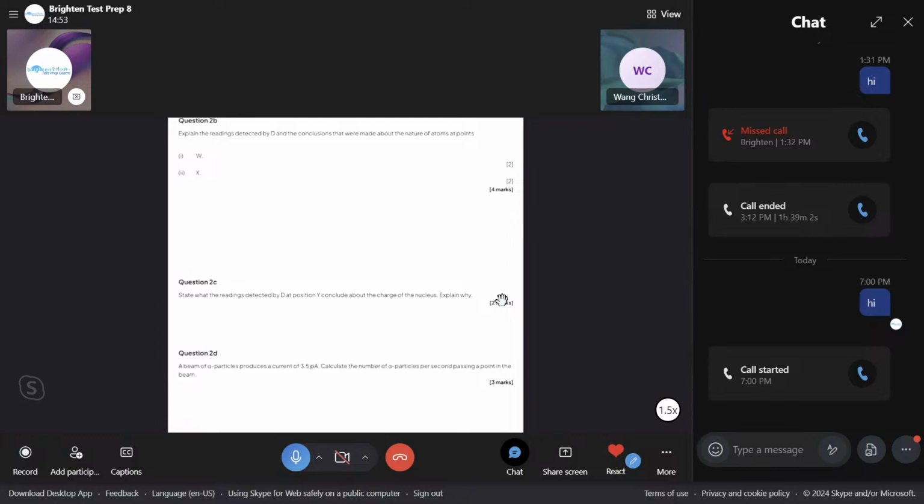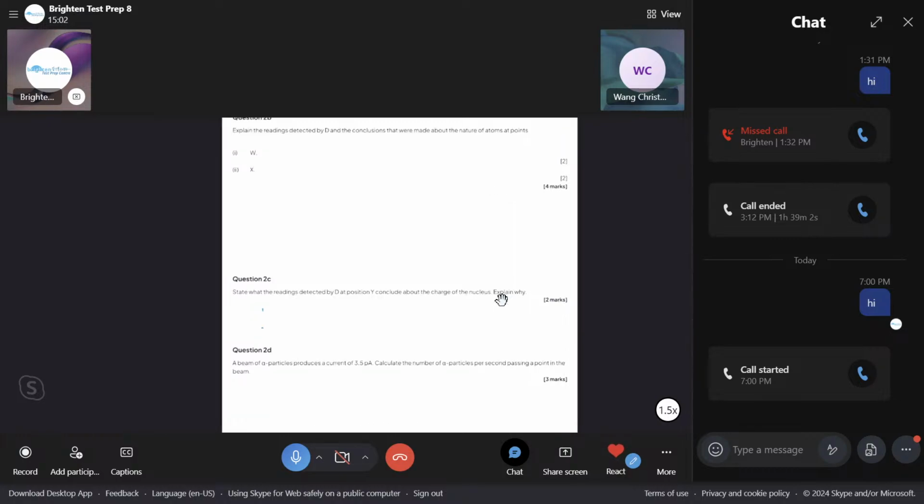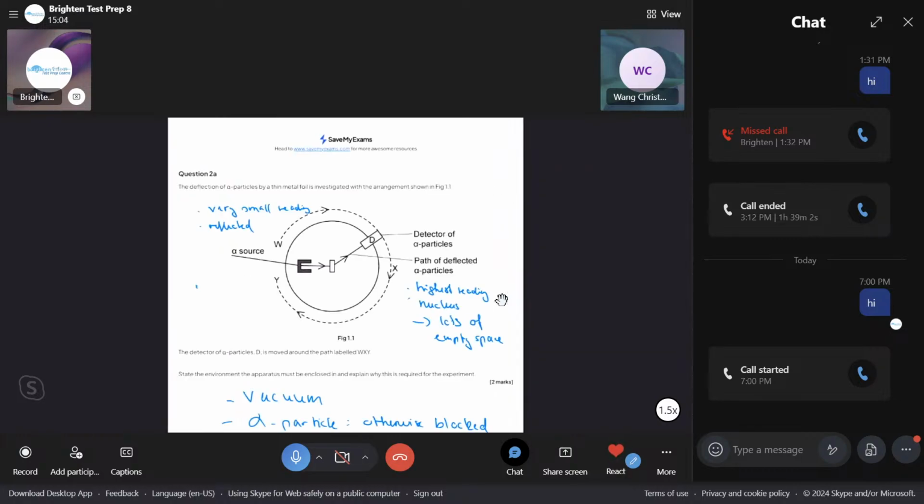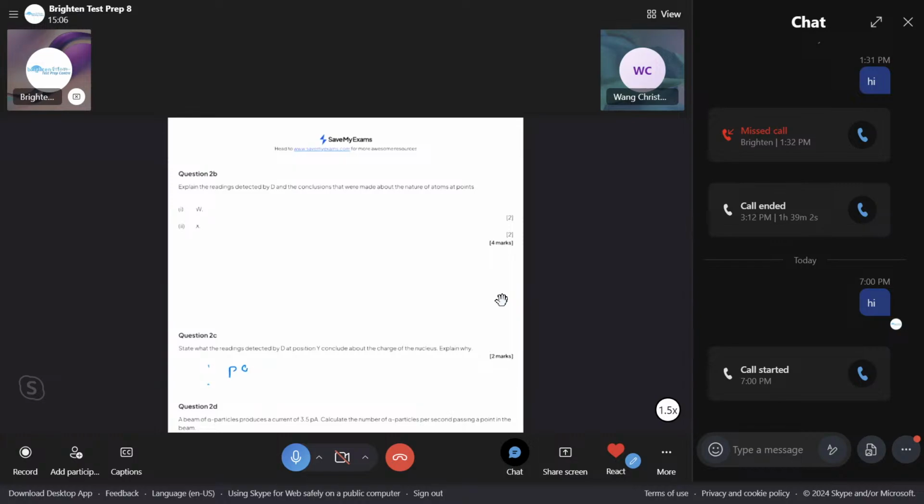And it's especially about the charge. So we have to say, one, what is the charge and why do we use that? The charge is positive because alpha particles are positive and they're deflected, meaning they're the same charge. Exactly. Plus and like.